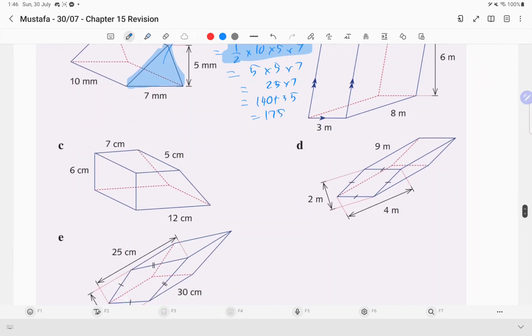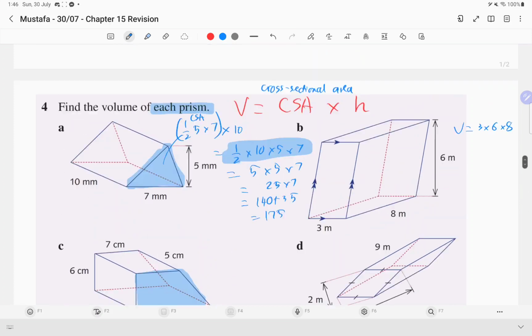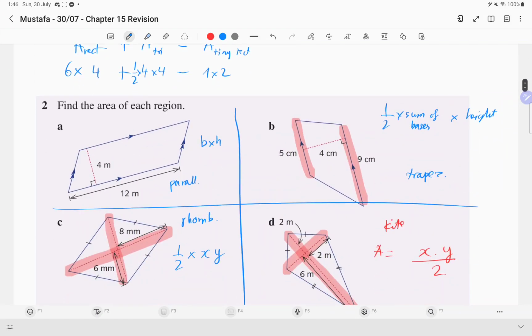What's the cross-sectional area? That's a trapezium, right? Trapezium. Very good. And what's the area? Is it 12 times 5? No. 12 times 6, right? No. What's the formula for trapezium area? Oh yeah, half of the sum of the bases.